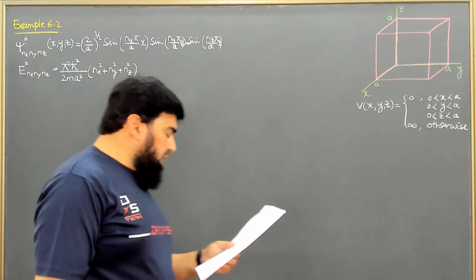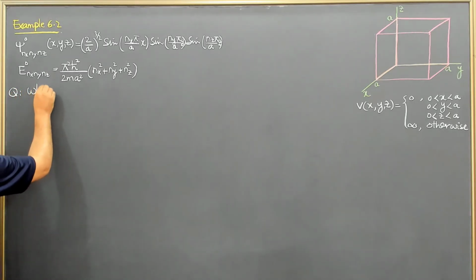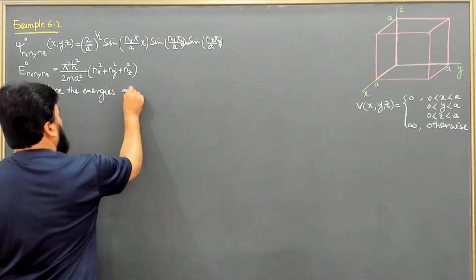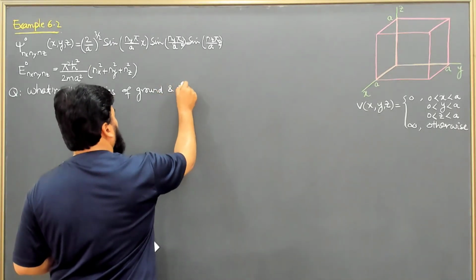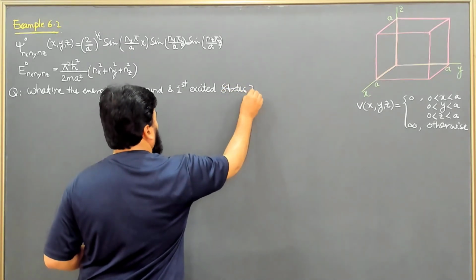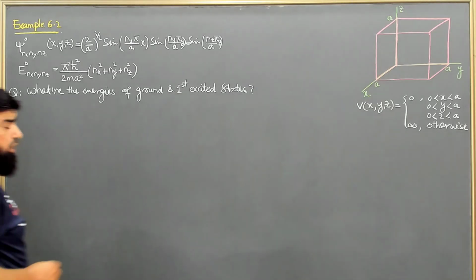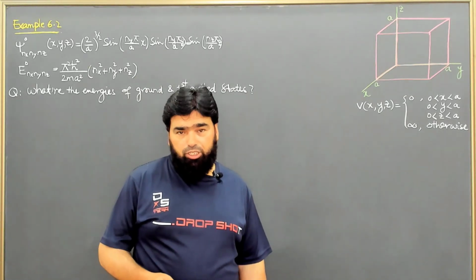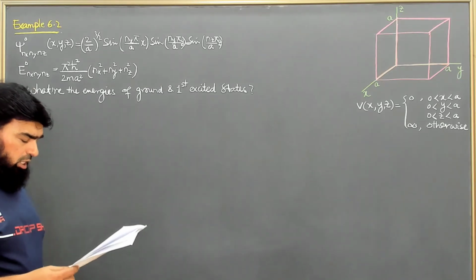And now the question is that what are the energies of the ground and first excited states? What are the energies of the ground state and the first excited state? And the next question is that what about the ground state energy, whether it is degenerate or non-degenerate? And what about the first excited state, whether the energy is degenerate or non-degenerate?